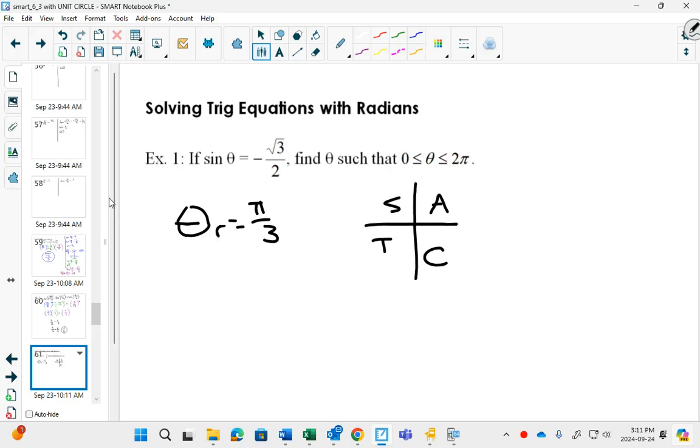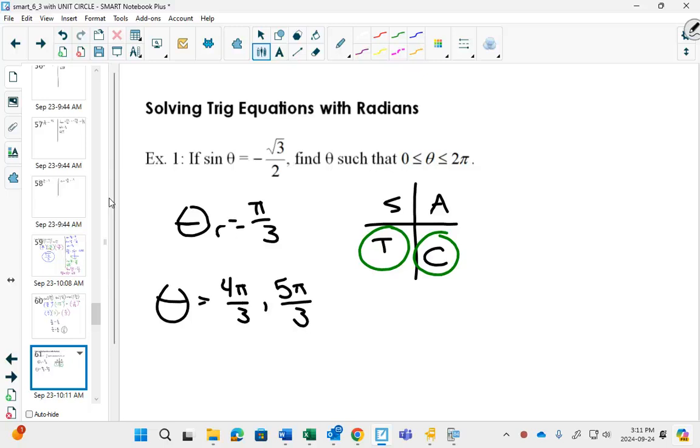Then if we think about our cast rule, if sine is negative, it has to be in quadrants 3 or 4. And so we can right away say, well, what is my pi over 3 family in quadrant 3? That's 4 pi over 3. What's my pi over 3 family in quadrant 4? That's 5 pi over 3. And then we've got it set up. And that's all we'd have to do on non-calculator if it's on our pi plate.